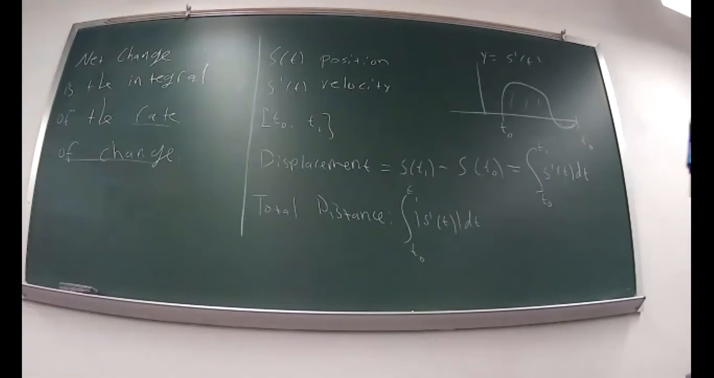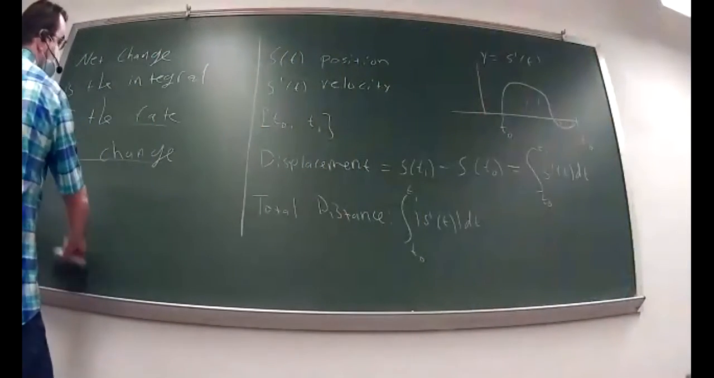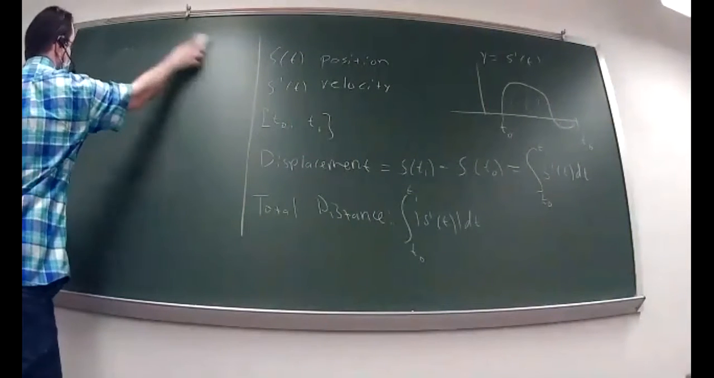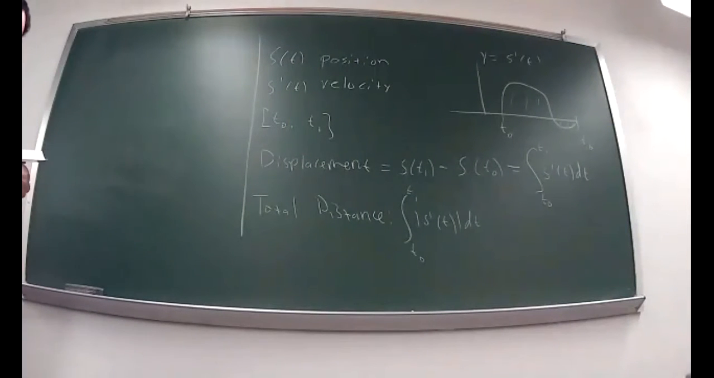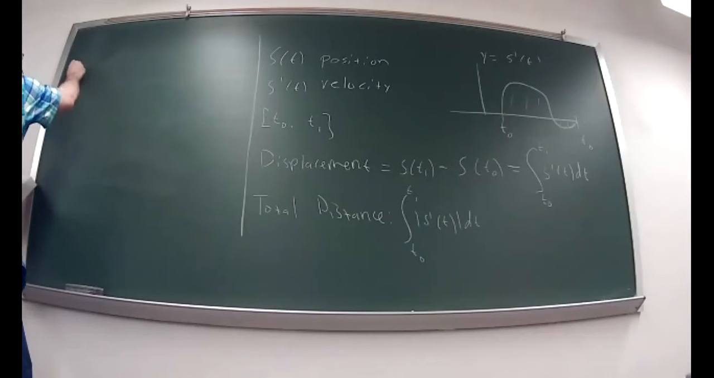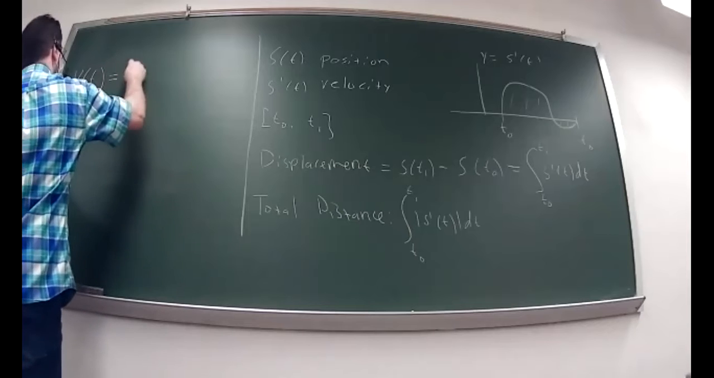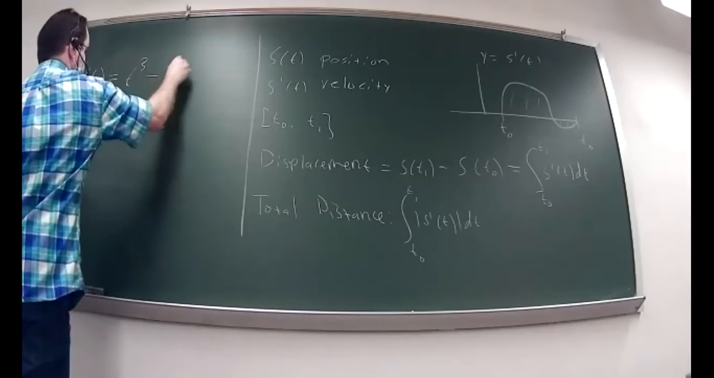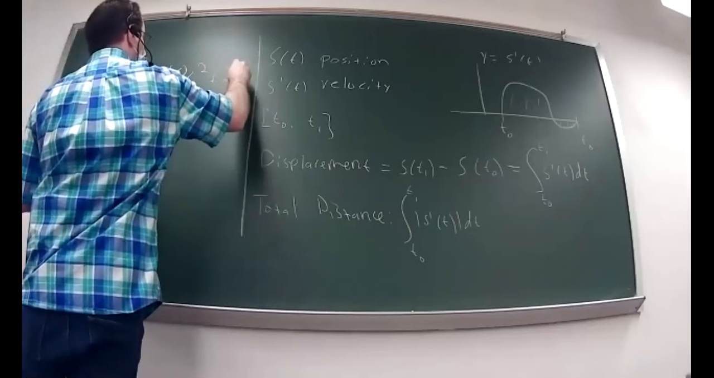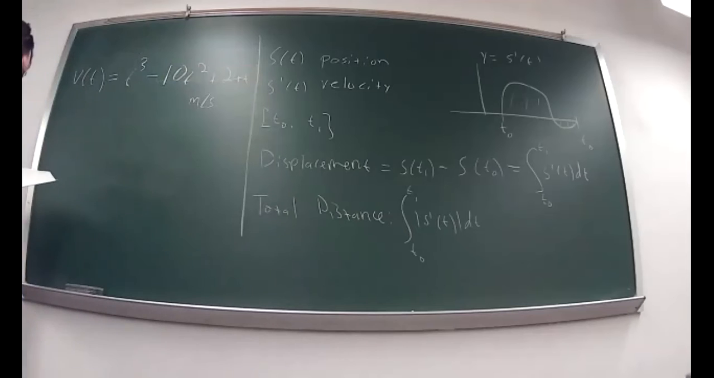So let's give you an example to work on. So let's give you an example that lets you use this collection of formulas. So what I'd like to practice with. So say that a particle in linear motion has velocity given by v equals t cubed minus 10 t squared plus 24 times t meters per second.